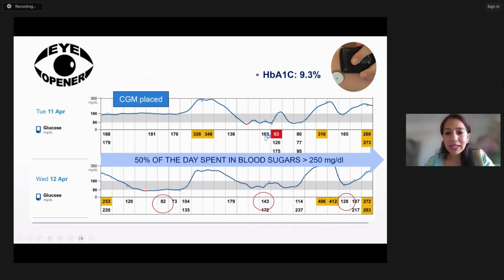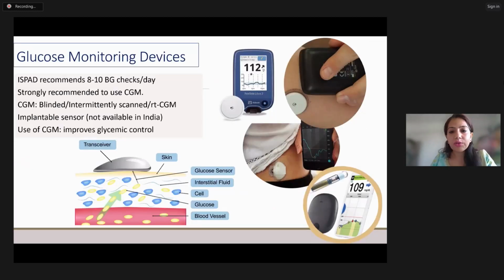So we do understand the need for checking blood glucoses multiple times a day, or the need for placing a continuous glucose monitoring sensor. The International Society for Pediatric and Adolescent Diabetes recommends at least 8 to 10 blood glucose checks in a day for us to get a proper estimation of whether we need insulin adjustments, how is the control. Practically, it becomes very difficult. So, if affordability is not an issue, it is recommended that continuous glucose monitoring sensors be placed.